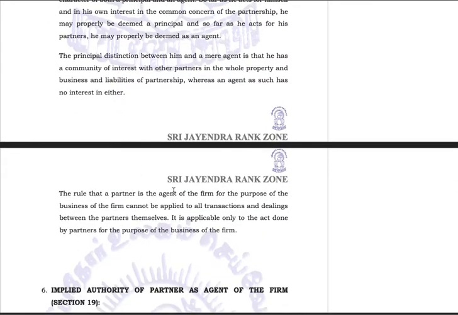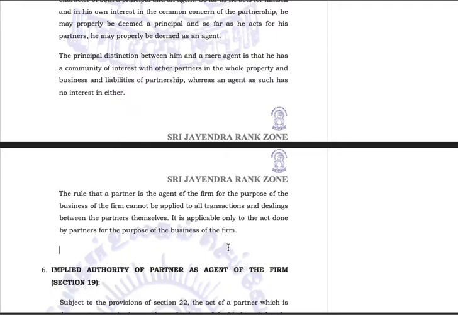The rule that a partner is the agent of the firm for the purpose of the business of the firm cannot be applied to all transactions and dealings between the partners themselves. It is applicable only to the acts done by partners for the purpose of business of the firm. It is not that whatever they are doing in their personal life and whatever dealing they are having with some other people or with the partners, they will always be binding the firm. No, when they are working for the firm, then only they are deemed to have bound the firm.